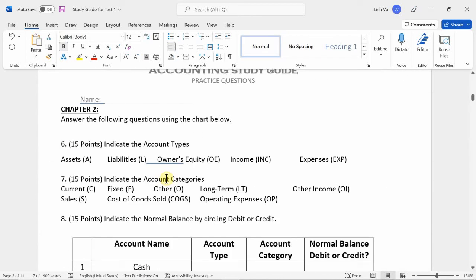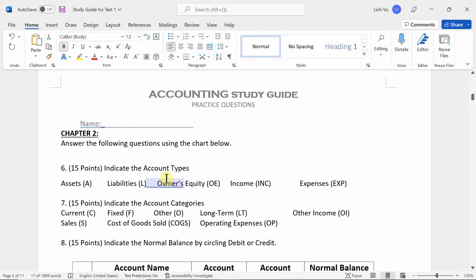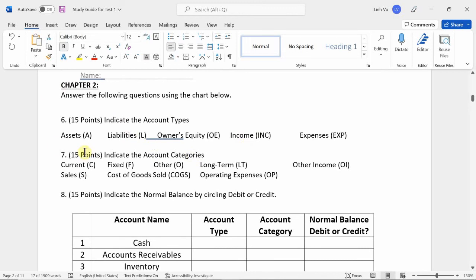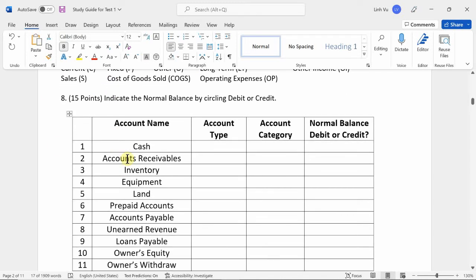All right, now we're moving into chapter 2 territory here. Answer the following questions using the chart below. This is what I want you to do. We did this exercise in chapter 2, right? This is what I can ask you. I'm going to give you an account with a brief description, and you are to determine the account type, the account category, and the normal balance.